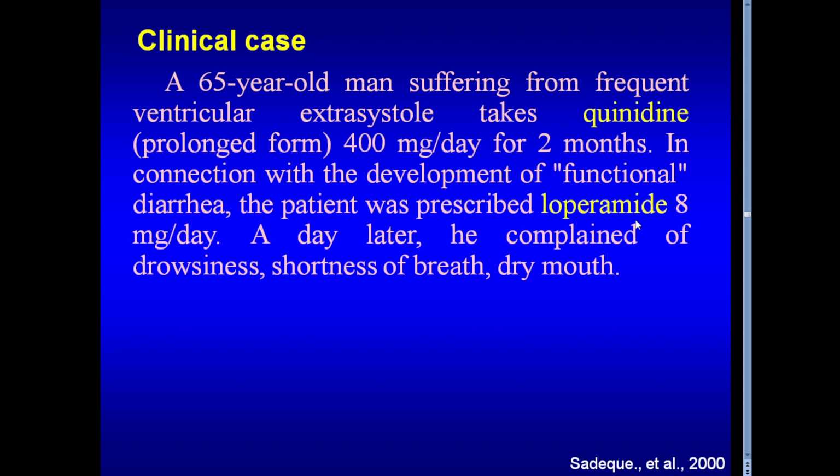Clinical case about this. A 65-year-old man suffering from frequent ventricular extrasystoles takes quinidine, prolonged form, 400 mg daily for 2 months. In connection with the development of functional diarrhea, the patient was prescribed loperamide, which is antidiarrheal agent, 8 mg per day. 1 day later, he complained of drowsiness, shortness of breath, and dry mouth. This is reason of interaction of quinidine and loperamide.